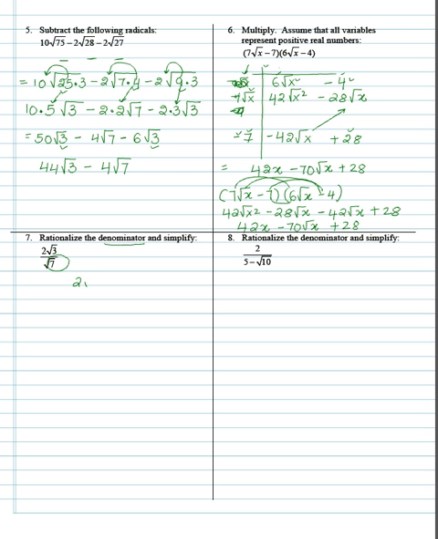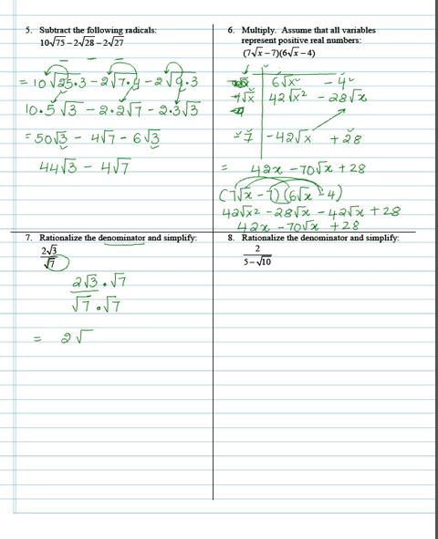So I have 2 radical 3 over radical 7. To make sure the denominator is radical free, I multiply it with another radical 7. When I multiply with radical 7 in the denominator, I have to multiply with radical 7 in the numerator. Now let's go ahead and see what happens.